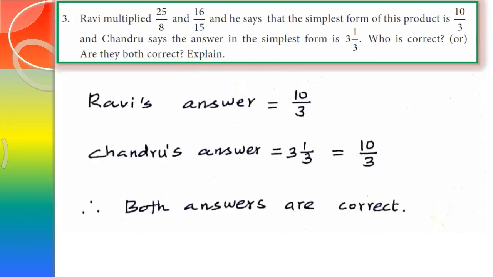Listen, Ravi's answer is 10 by 3. Chandru's answer is 3 1 by 3. 3 1 by 3 is a mixed fraction. It is converted into improper, so the answer is 10 by 3. So both answers are correct. That is the answer. Students are requested to multiply 25 by 8 into 16 by 15 and check the answers.